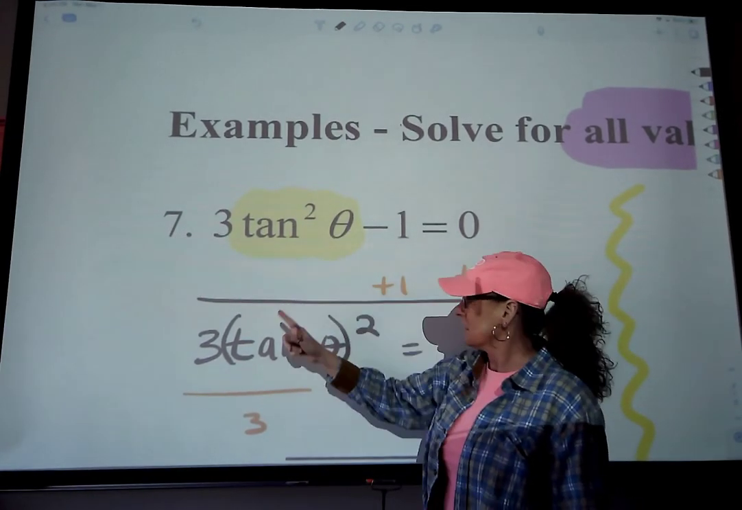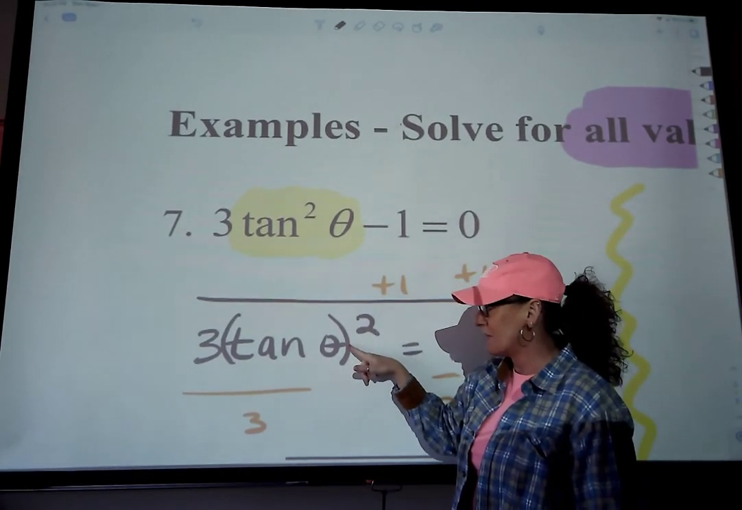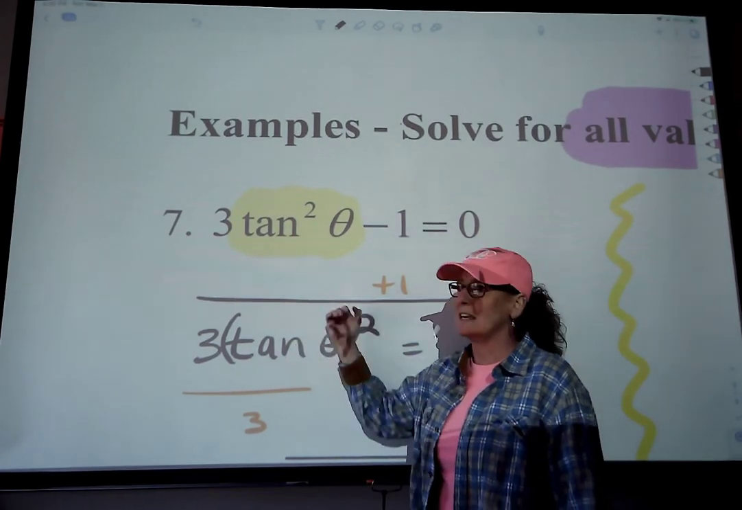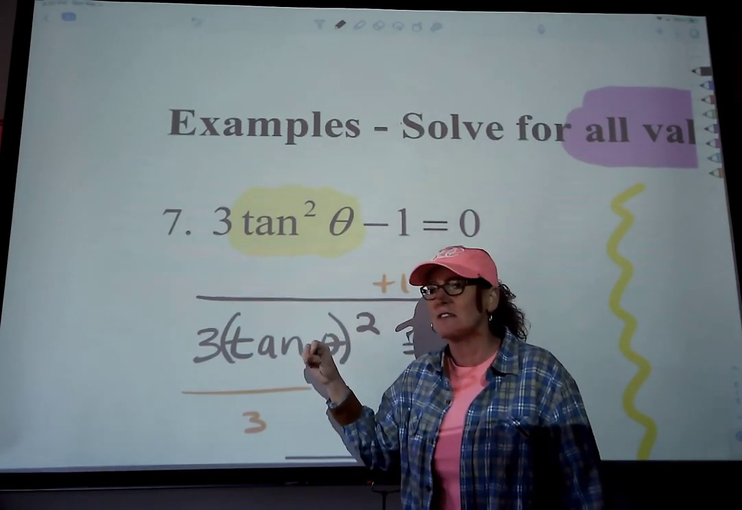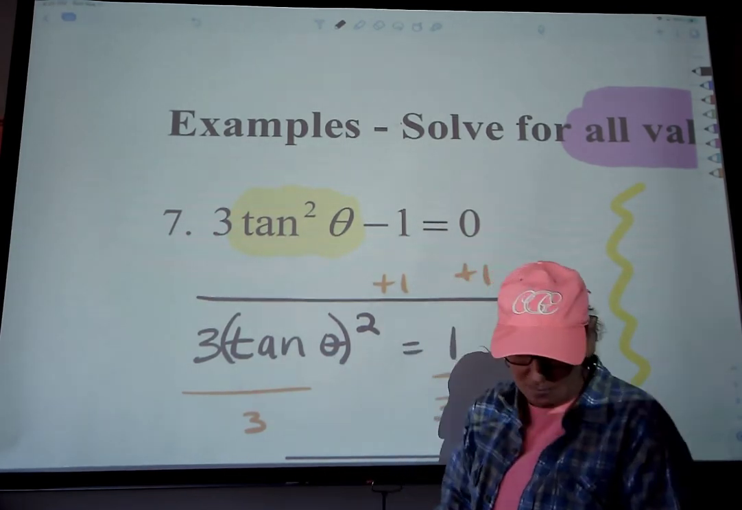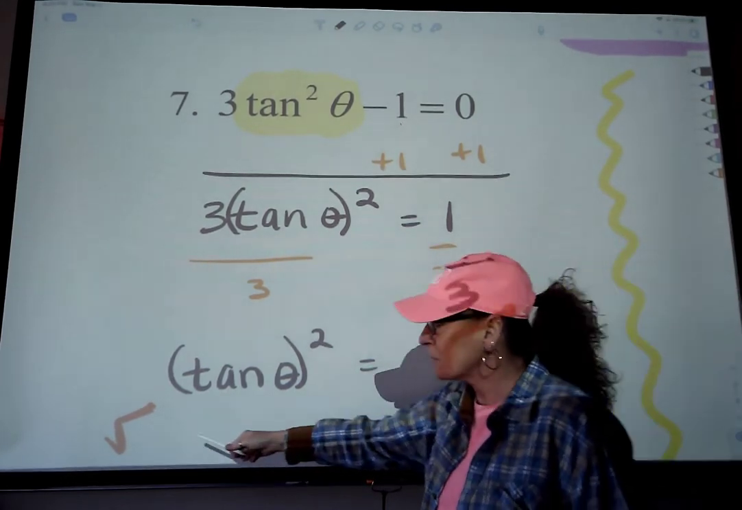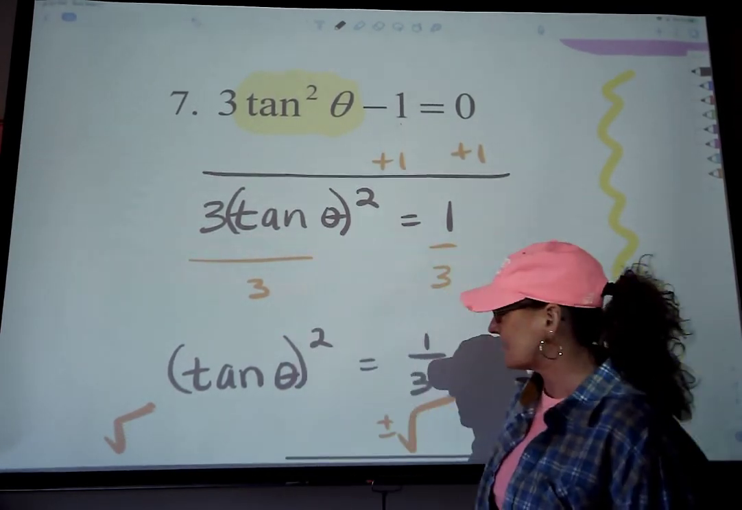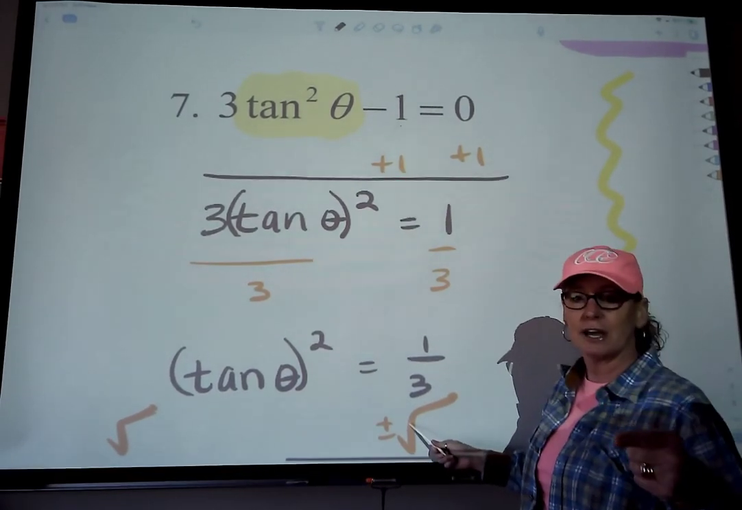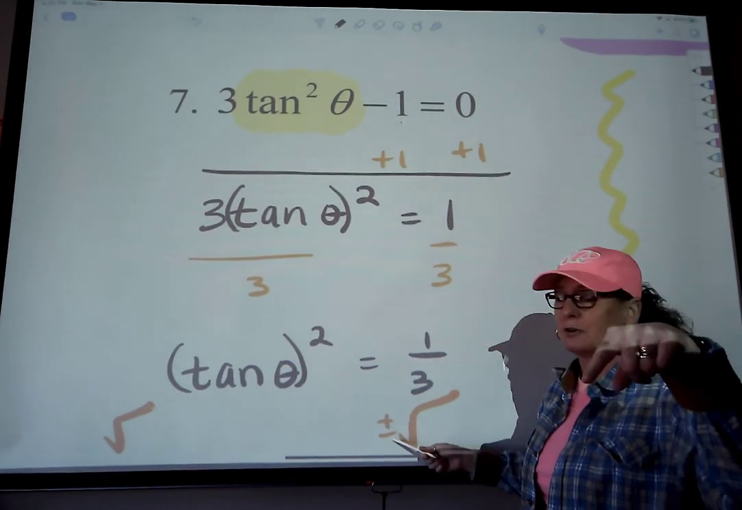This is this. Remember, I warned you, you have to use the parentheses. We're not squaring the angle, we're squaring the entire tangent fraction that's represented here. Okay, so rewrite it. I'm going to divide by 3. I get 1/3. I'm going to square root both sides. I'm going to square root this side. That's going to get rid of that. I'm going to square root this side. Don't forget, when you square root both sides, you've got the positive root and the negative root.